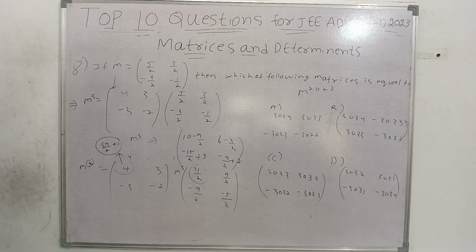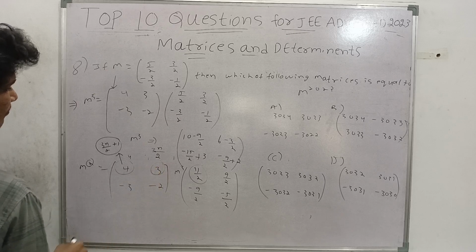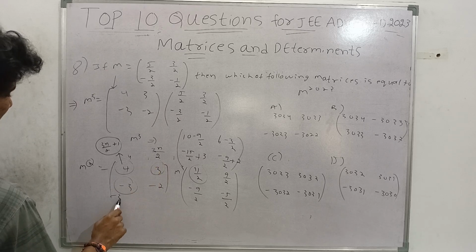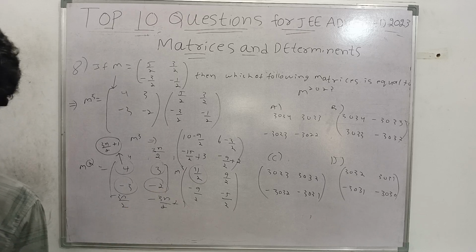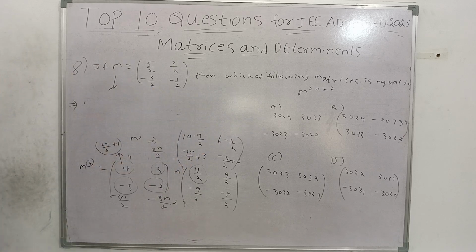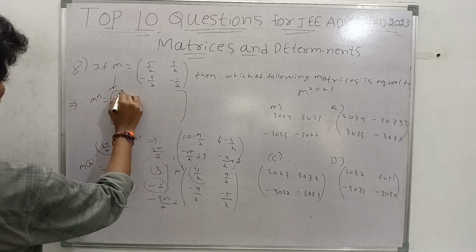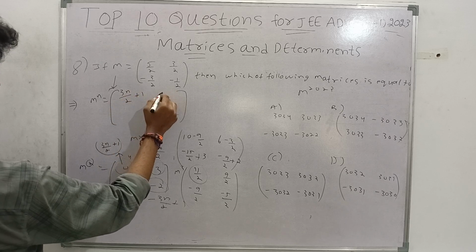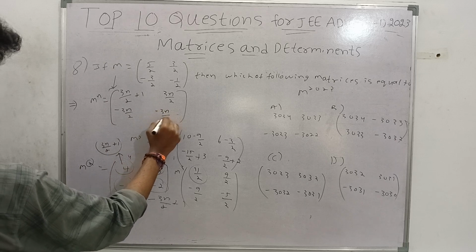And after this, 3n plus 1 divided by 2, and here if we observe, it will be 3n by 2. And here it will be minus 3n by 2. And here it will be minus 3n by 2 plus 1. Yes, it is correct. This is the pattern applying here. And now if you find the new matrix, that is m power n, we will definitely get 3n by 2 plus 1, here 3n by 2, here minus 3n by 2, here minus 3n by 2 plus 1.